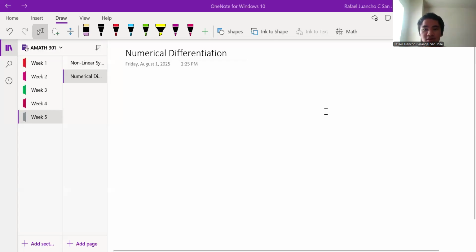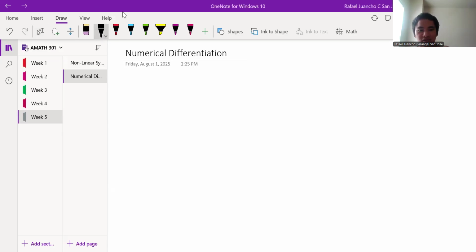So today we're going to be talking about numerical differentiation. Specifically, we're going to go over a basic calculus concept, which is derivatives, right? So specifically here, we're going to talk about how we approximate derivatives. That's something we've never done before, or at least in my experience. I've never done something like this before.